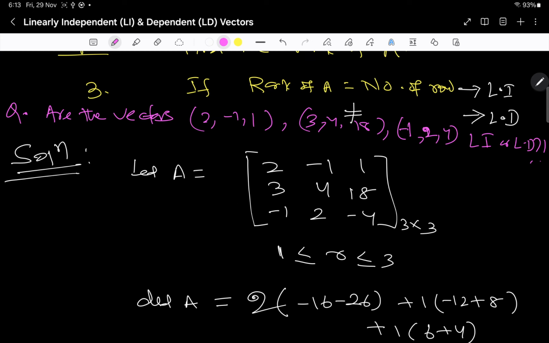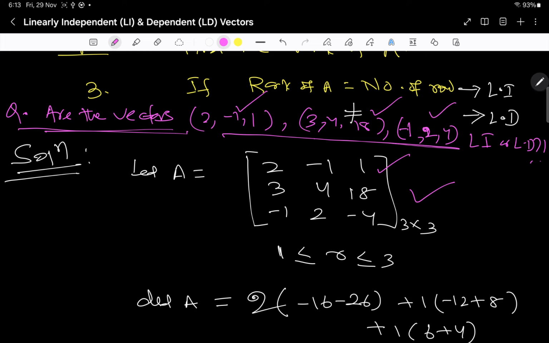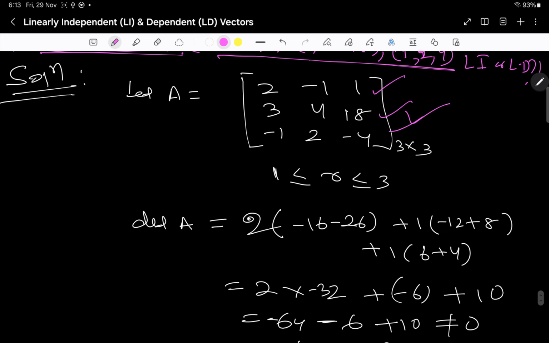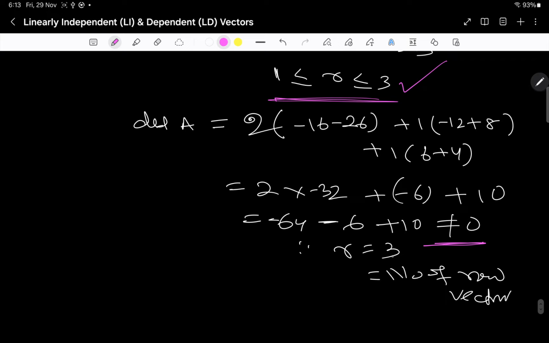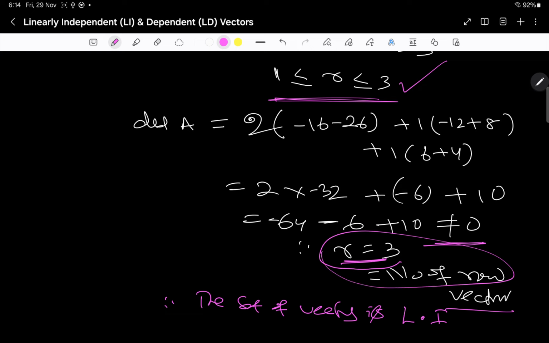Just a minute. Actually, this is a different example. So this set of vectors is LI or LD. I take the vectors as row vectors. Now the rank has to be within this. I find the determinant is not equal to 0, so the rank is equal to 3, which is my number of rows. Therefore the set of vectors is linearly independent, because the rank of the matrix equals the number of rows.